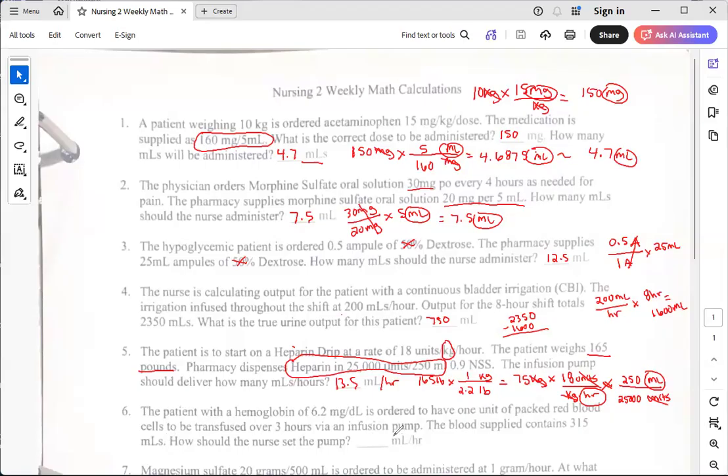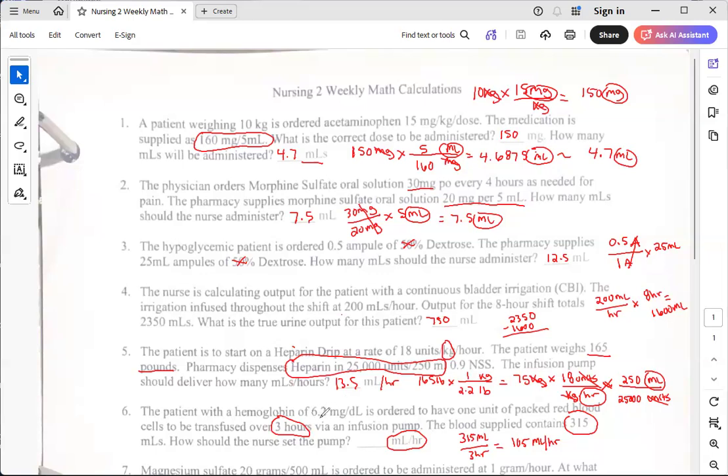So notice that when we talk about infusions, we're looking for a rate. And the two pieces of information I need to know for rate is volume and time. And for this one specifically, I need to know mL and hour. So where's my mLs? That's 315. And where's my hours? That's 3. So to solve this problem, I'm just going to take 315 mL over 3 hours. And that's going to give me 105 mL per hour.